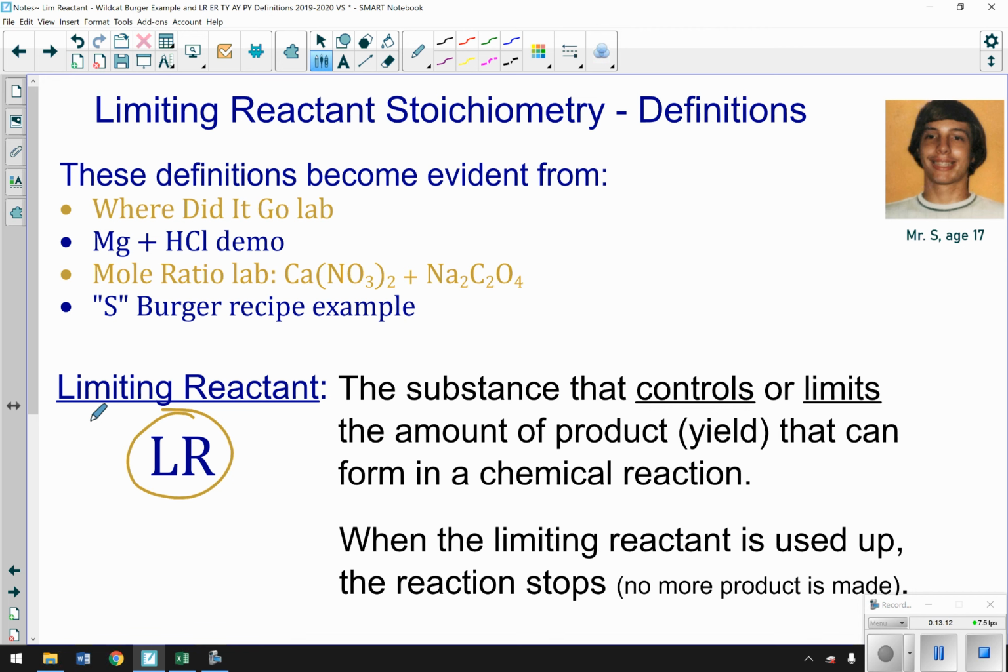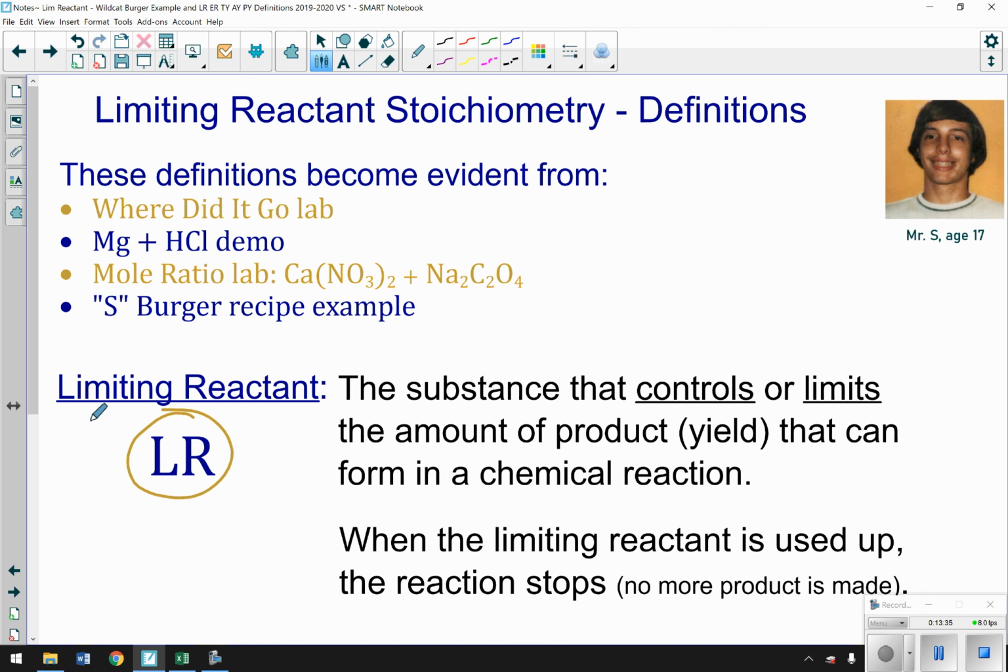So the first definition we want to talk about is the limiting reactant. Okay, and we're going to use the abbreviation LR. And that, of course, is, as we saw, the substance that controls or limits the amount of product, and the amount of product is always called the yield, that can form in a chemical reaction.